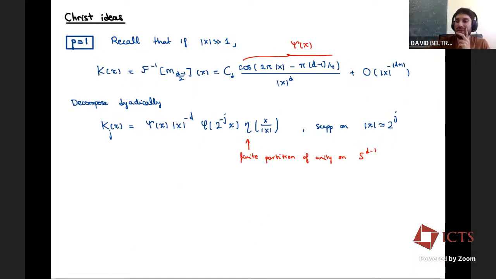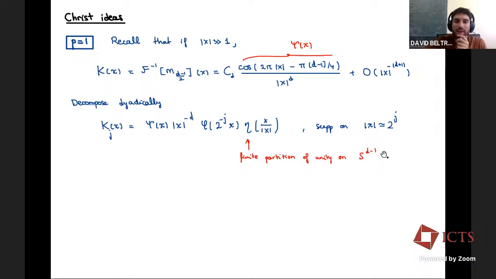And as I mentioned at the beginning of the talk, his approach was based on decomposing the kernel on the spatial side. Remember, the kernel for large X is given by an oscillatory term divided by, here we are at the critical index for P equal 1, so we have X to the power D in the denominator, which fails to be integrable by an epsilon, right? And this is why this becomes difficult. Plus some error terms, which we don't care about. So we decompose diagonally, and we maybe also need to do a finite partition of unity on the sphere. I'll explain why. And we decompose on annuli.